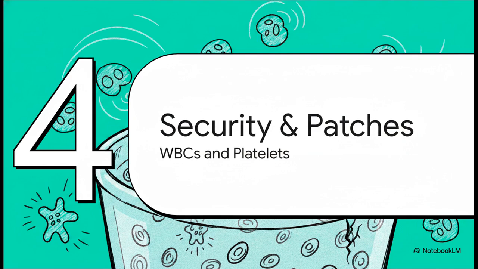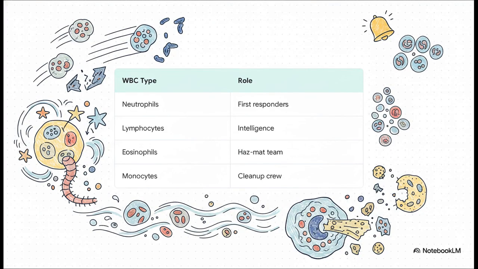Okay, Section 4, the security team and patch kits. We've covered the sponges, so let's check out the active defense force and repair units floating alongside them. Let's look at the breakdown of our active defense force, the white blood cells. These aren't sponges. They actively patrol the water. Your WBC total is just your head count. A high count means an alarm was tripped, and reinforcements are being manufactured.